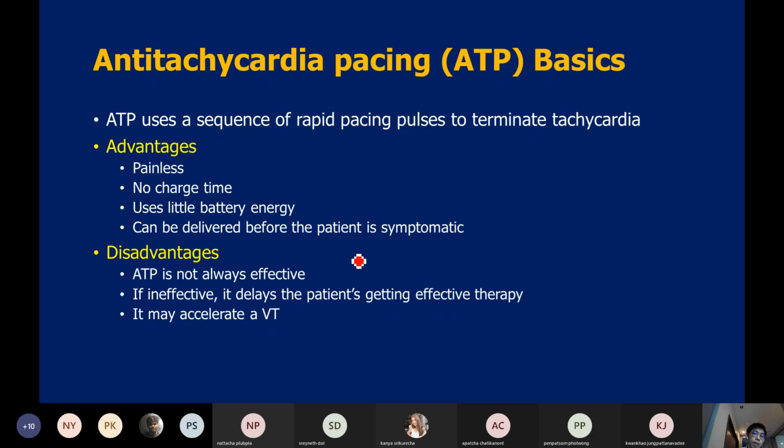The disadvantage of ATP is that it is not always as effective as the shock. If it is ineffective, it would delay the patient getting effective therapy. If we program the ATP before the shock and we use the ATP in a VT that does not respond to pacing, it may delay the appropriate therapy. And the last one is that in some types of VT, ATP could accelerate the rate of the VT, and this could cause clinical deterioration.